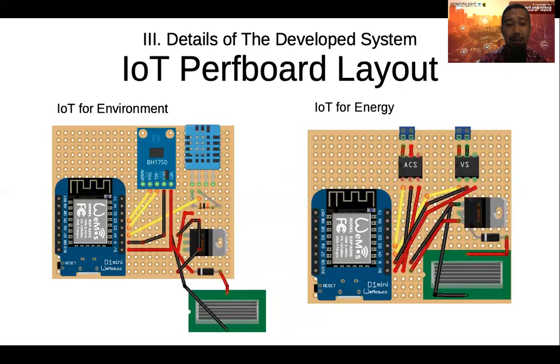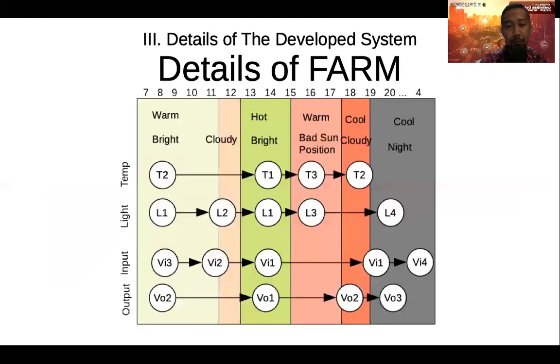Okay. So part 3 is the detail of the developed system. This is the PCB layout for the IoT system for environment and energy, which both use a voltage regulator to keep the energy constant, so it doesn't break the microcontroller. Okay, so this is a detail of the farm.